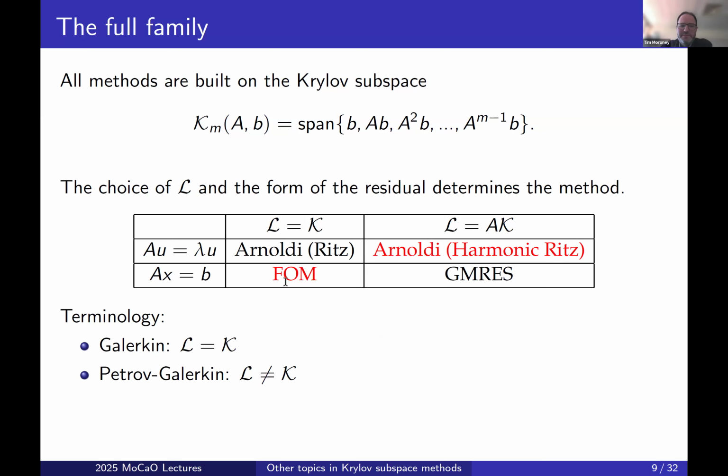I would not reach for FOM if I'm solving Ax equals b, because why would you when this method right here is verifiably better? It actually has a minimal property, minimizing the residual, and what's not to like about minimizing the residual? Okay, so just the terminology, if you're reading about this sort of stuff, you get Galerkin methods where you've chosen L equal to K, and you get Petrov-Galerkin methods, which is every other situation. L is just not K. For us, if L is not K, then it will be AK, okay, which is very natural in our context.